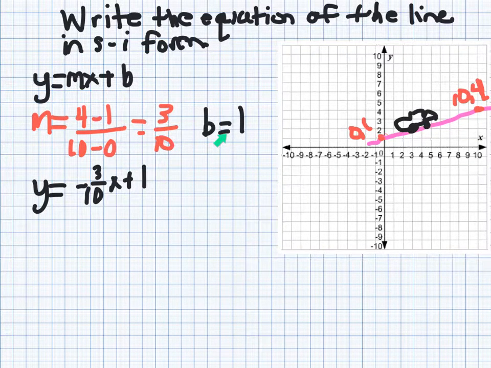And we know that b is going to cross at the 1. The y-intercept is going to be 1, because we can see it right there on the graph. And so we have y equals negative 3/10 x plus 1.